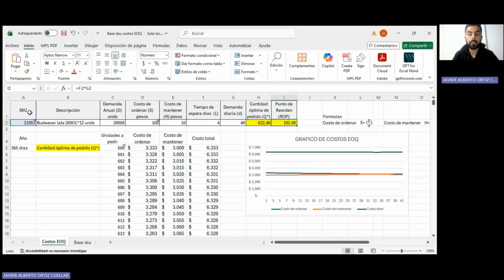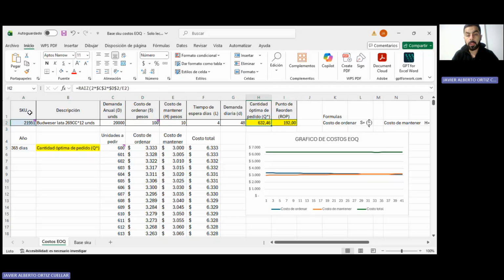And the reorder point is obtained by multiplying the lead time by the current forecast daily demand. So that is for a new order to generate. We must have a minimum of these units to restock the product.